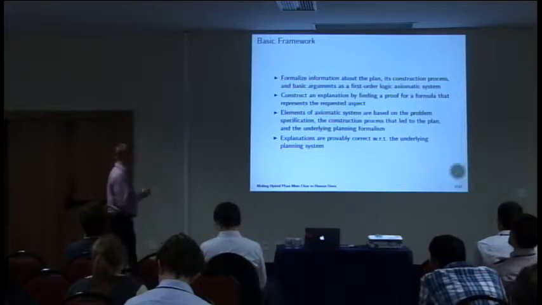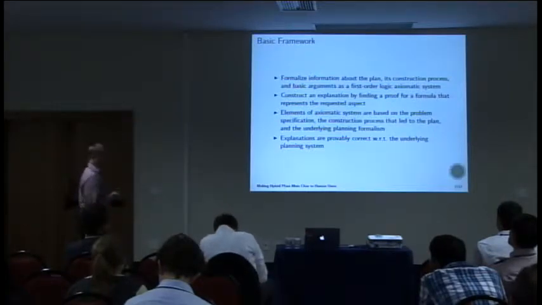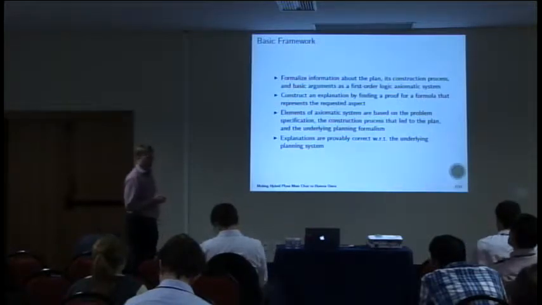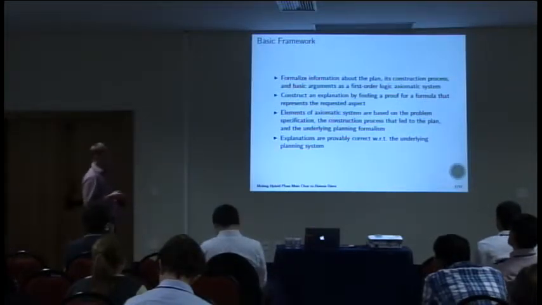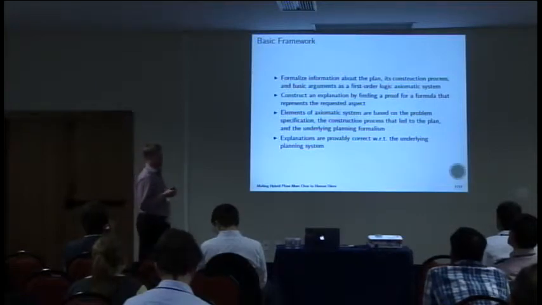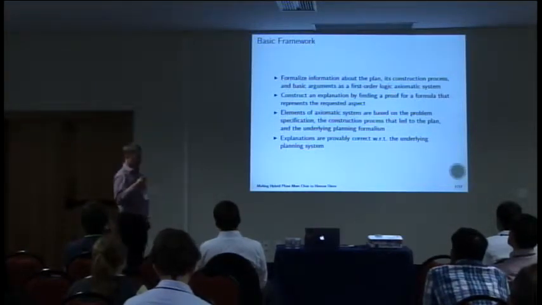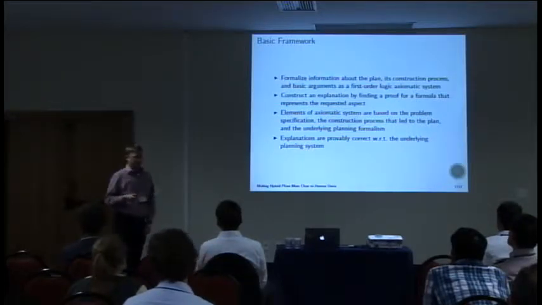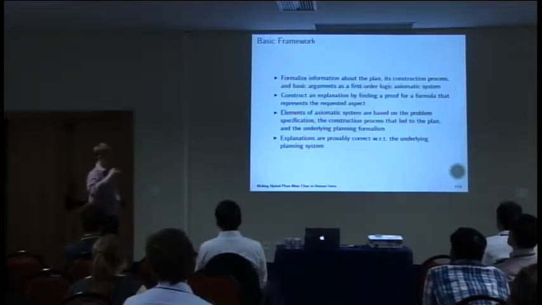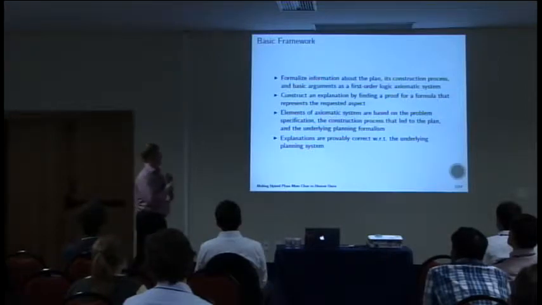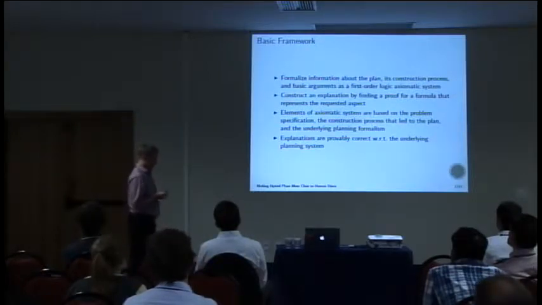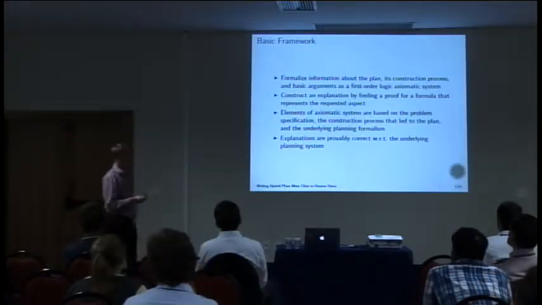Okay. So, the basic framework for plan explanation. We use a first-order logic axiomatic system. And in this system, we formalize information about the plan, the construction process that led to the plan, and basic arguments for the explanation in the form of axioms. So in this framework, constructing an explanation means to find a proof for a first-order logic formula that represents the aspect of the plan that we want to explain.